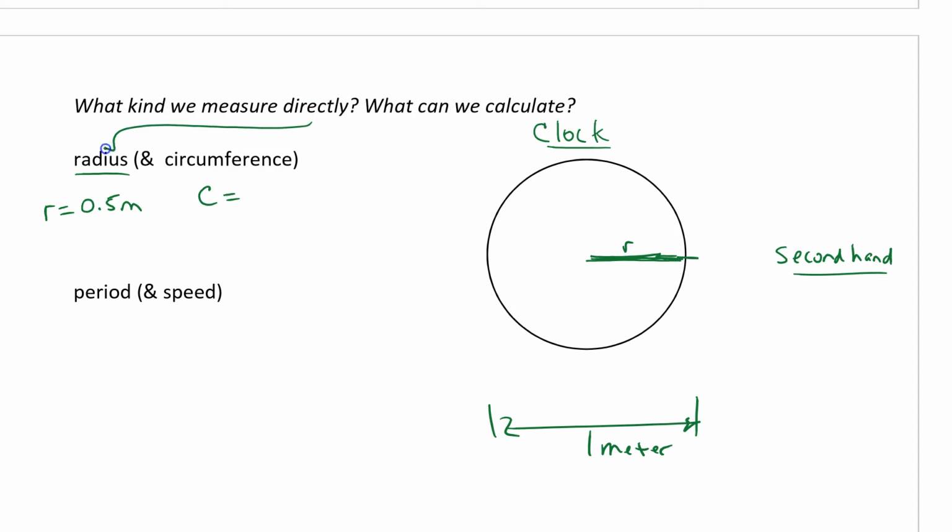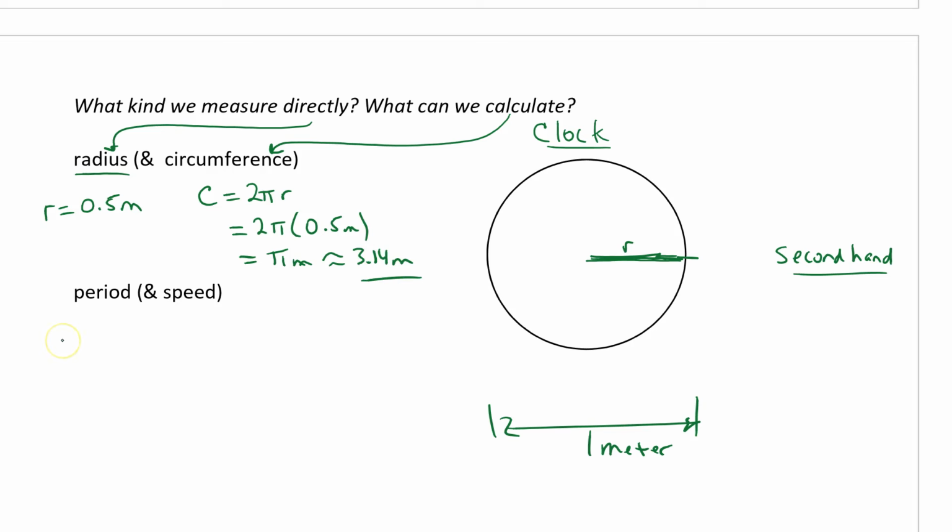So what are we measuring directly? Radius. What do we typically calculate? Circumference. And we're using that radius measurement we had. So what would be the circumference of this particular clock? Well, if the radius is 1/2 of a meter, it'd be 2 pi multiplied by 1/2 of a meter. So that would actually be, oh, that's kind of neat, pi meters long, which would be approximately 3.14 meters.